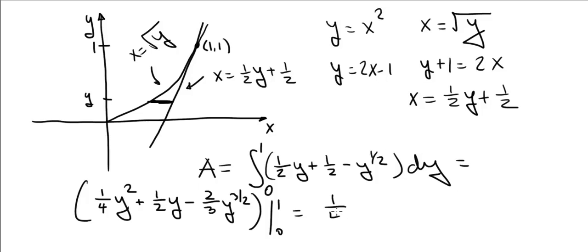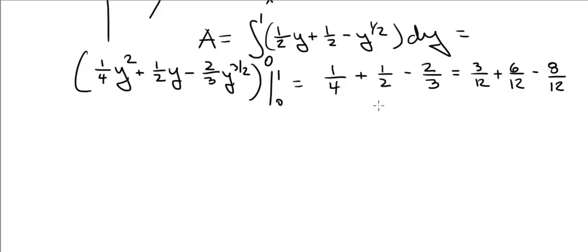So this is 1/4 plus 1/2 minus 2/3. 1/4 is 3 over 12, plus 6 over 12, minus 8 over 12. So 9 over 12 minus 8 over 12. We end up with the same answer, which is 1 over 12, which is the area.